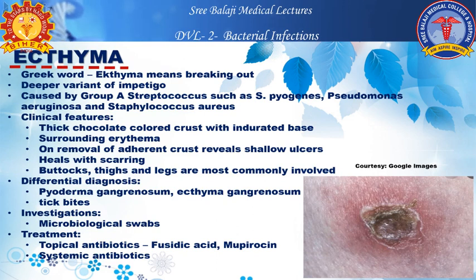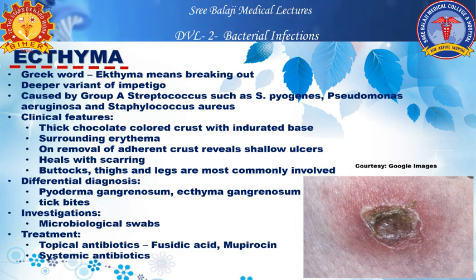Ecthyma is a deep-seated variant of impetigo caused by Staphylococcus aureus, Streptococcus pyogenes, and Pseudomonas aeruginosa. These are the causative organisms. Ecthyma starts as a pustule with an adherent crust. When you try to remove the adherent crust, you can see a punched-out ulcer.